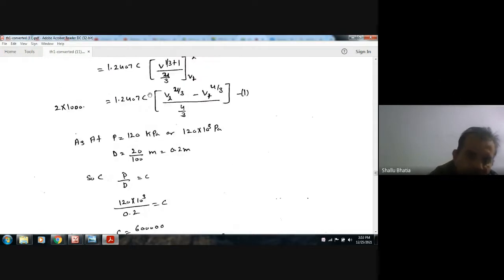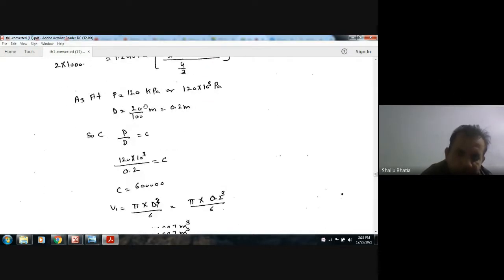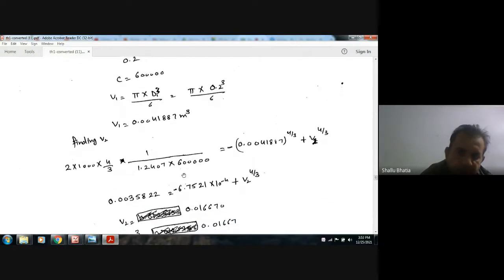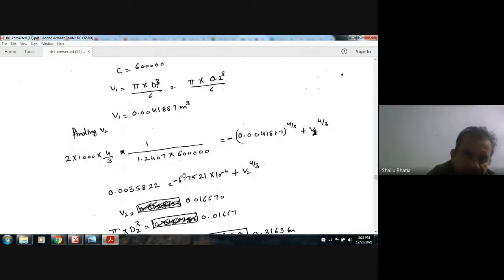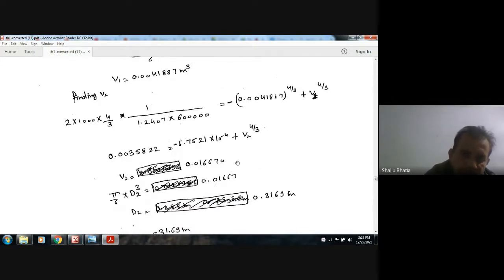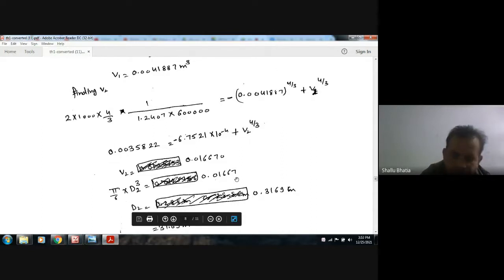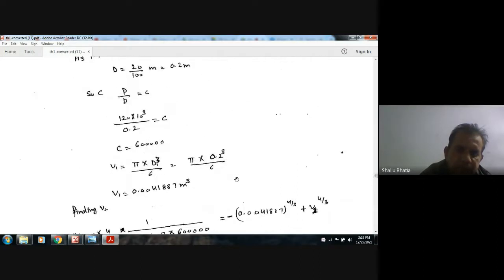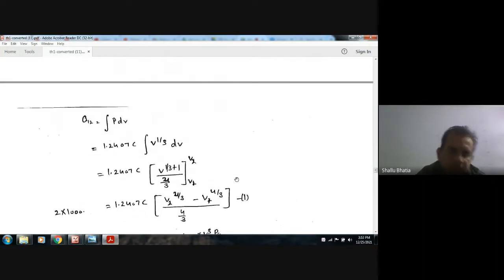Now we have the value of C, and we have the initial value according to the 0.2 meter diameter. So we can calculate the final volume by putting the value of C and V1. Now putting the value of V2 as pi d2 cubed by 6, we can calculate the final diameter, that is 31.69. So let me repeat the procedure once again.